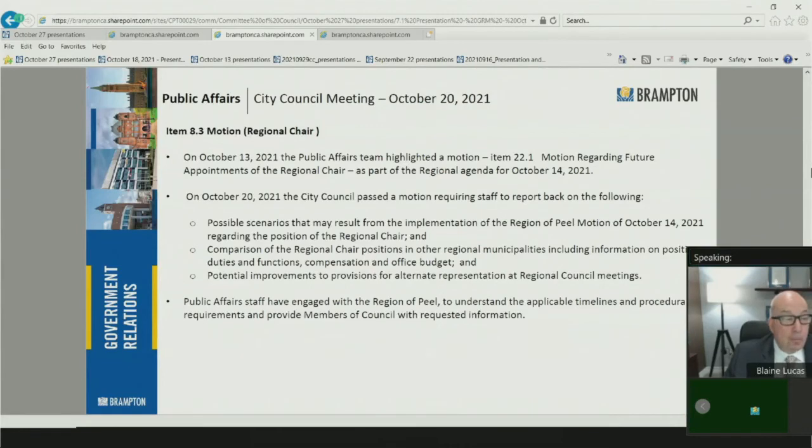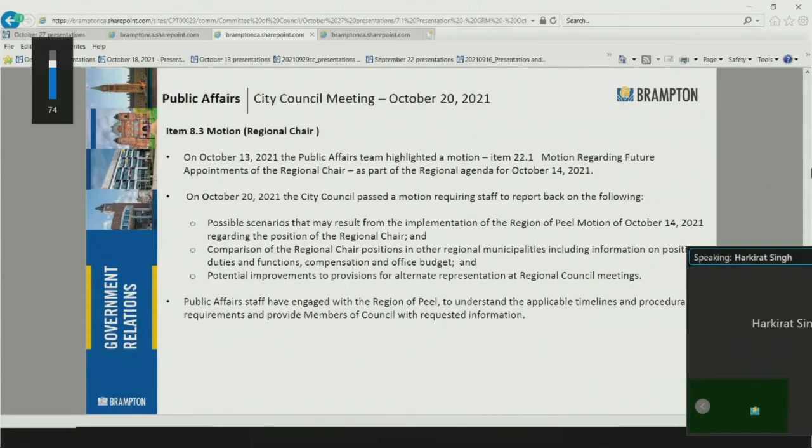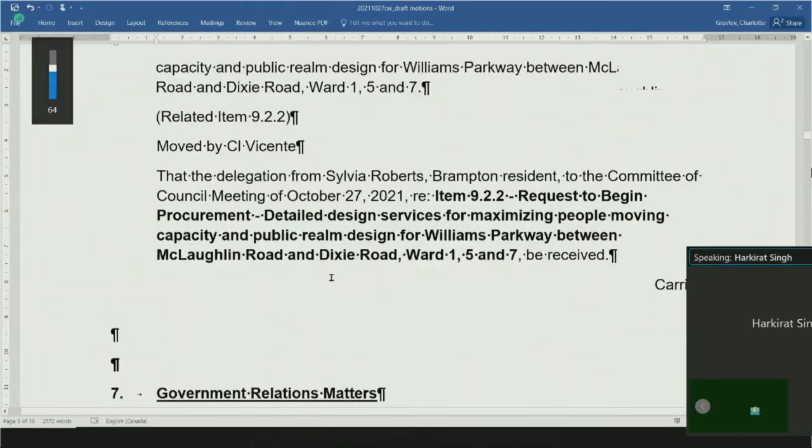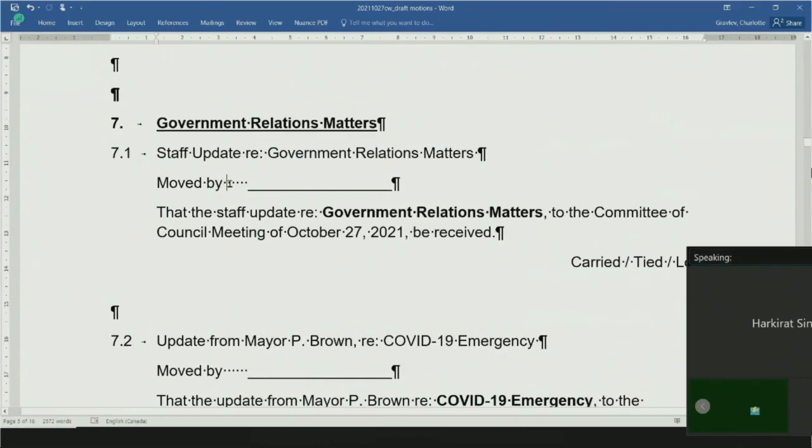Thank you, and thank you for your presentation. I don't see any questions, so I have a motion from Councillor Bowman to receive the report. Is anybody opposed? Hearing and seeing none, the motion carries. Next up is an update from Mayor Brown regarding the COVID-19 emergency. Mayor Brown, the floor is yours.